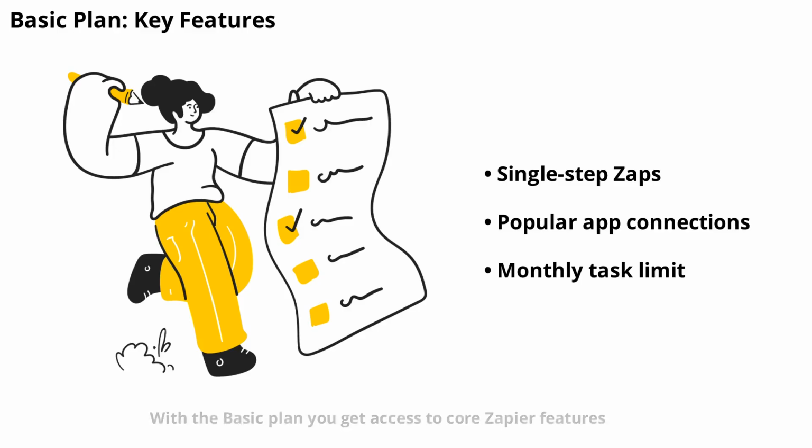With the Basic plan, you get access to core Zapier features. You can create simple Zaps with single-step automations, connect popular apps, and run a limited number of tasks per month. However, multi-step Zaps, premium app integrations, and advanced logic are not included. This plan is best for straightforward workflows that don't require complex branching or data manipulation.